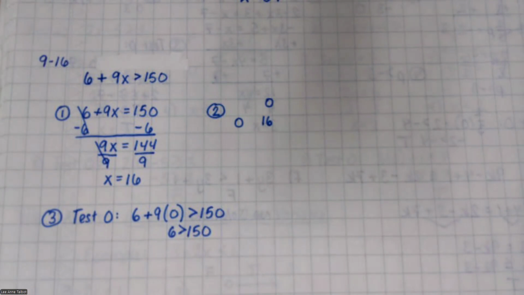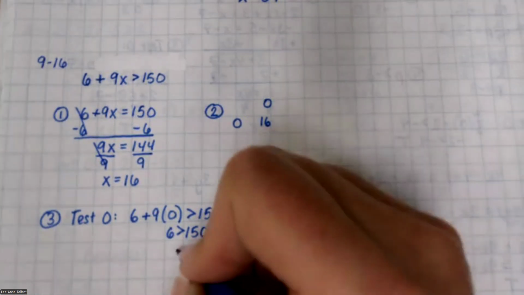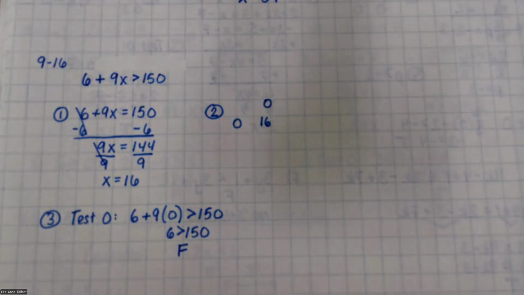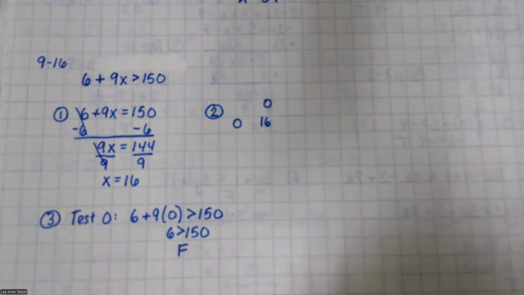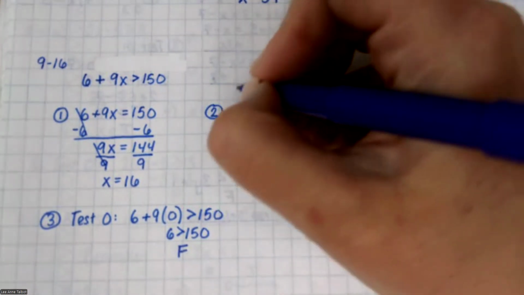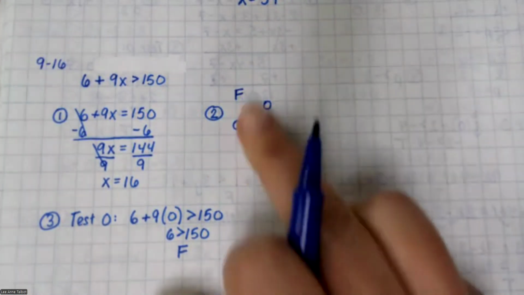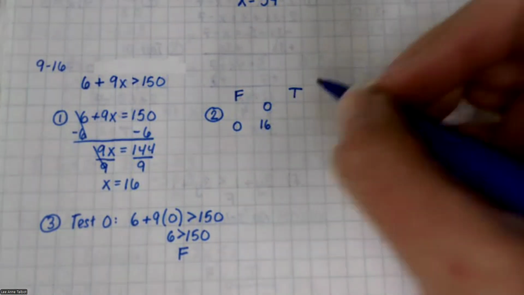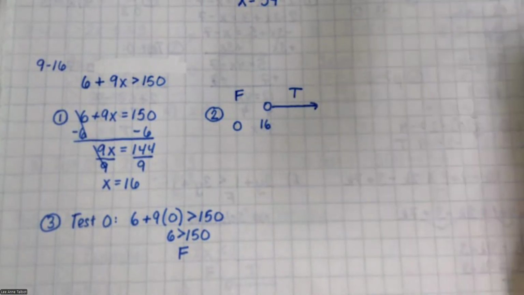Now, as far as I know, 6 is not greater than 150. If you think it is, I have $6 to trade you. That was supposed to be fun. Okay, so I got false at 0. So I'm going to put a false at the 0, which means the other side is true. My arrow goes toward the true.